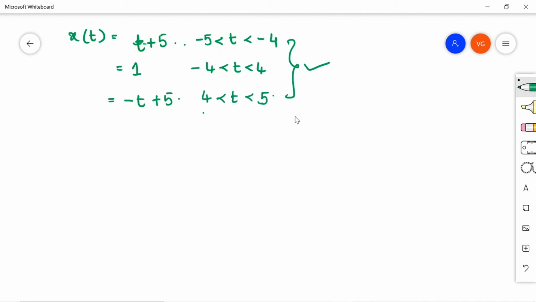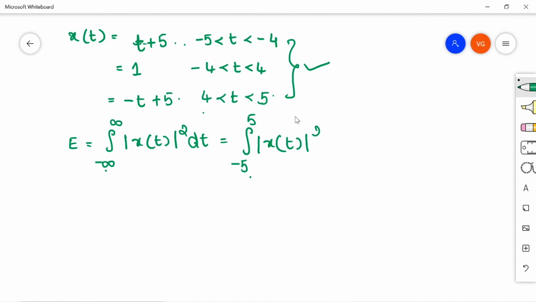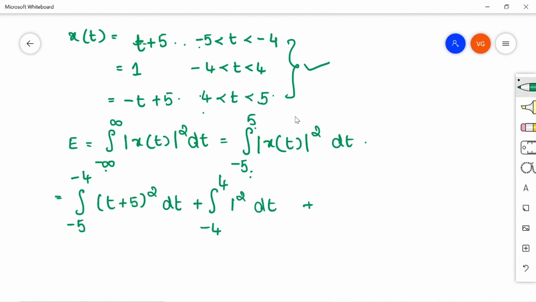Now after defining the signal, we need to find out the total energy in the signal. Energy is given by minus infinity to infinity mod x of t square dt. But here the signal is extended from minus 5 to 5 only. So the integral range is reduced now to minus 5 to 5 mod x of t square dt. Again, this minus 5 to 5 is divided into three regions. Minus 5 to minus 4, the signal is t plus 5 whole square dt, plus minus 4 to 4, you have 1 square dt, plus 4 to 5, the signal is defined minus t plus 5 whole square dt.